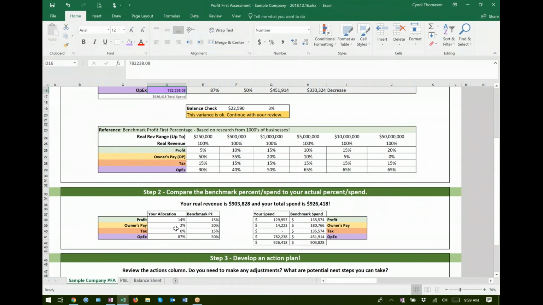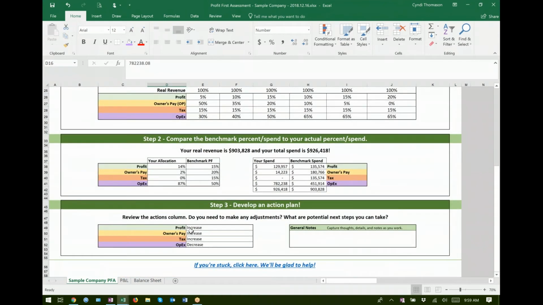So definitely need a plan of action here. Profit can be increased. Owner pay should be increased significantly. Taxes should be increased as this business has a profit, and operating expenses is where that decrease is going to take place. So this gives us the basic information for how we would move forward with this business, and we would significantly cut that operating expense line and try to figure out where they can be more efficient, more frugal, more innovative, so that those dollars can stay to reward the business owner and take care of the obligation to the government. That's it for our profit assessment.